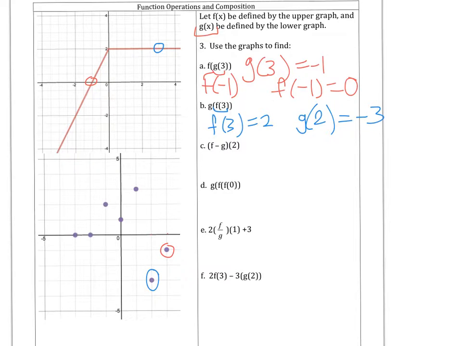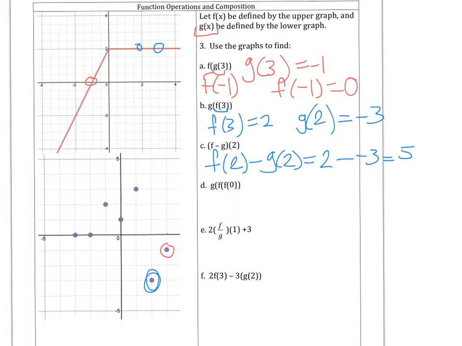F minus g of 2. In other words, f of 2 minus g of 2. Well, f of 2 is 2. G of 2 is negative 3. 2 minus negative 3 is 5.